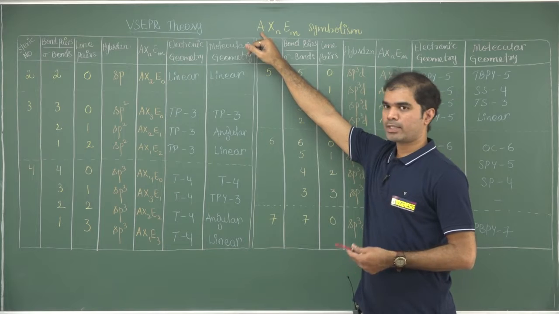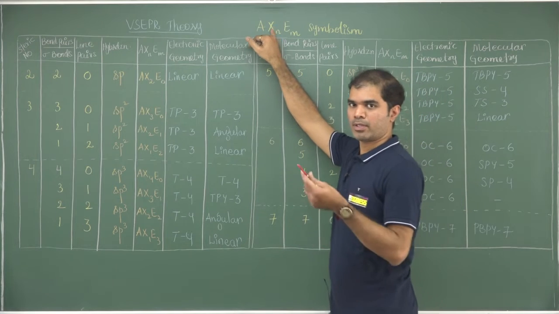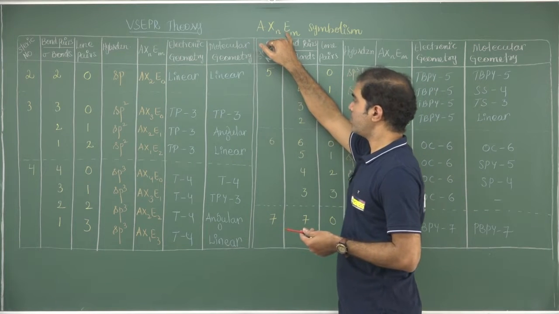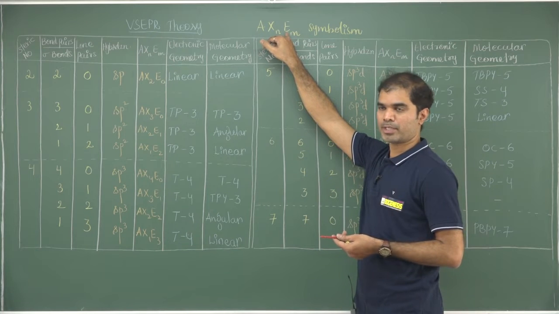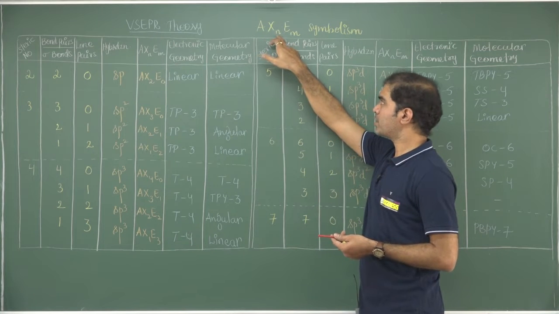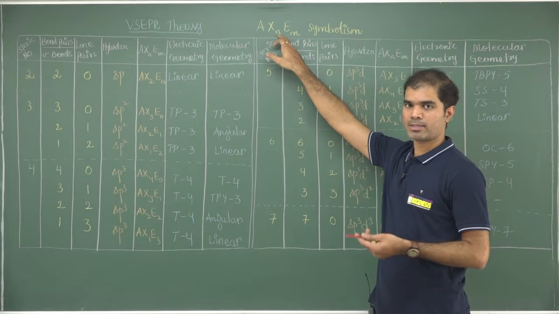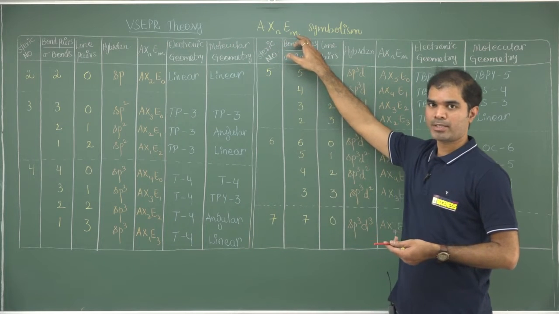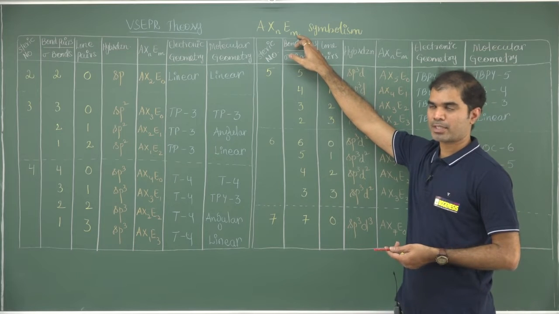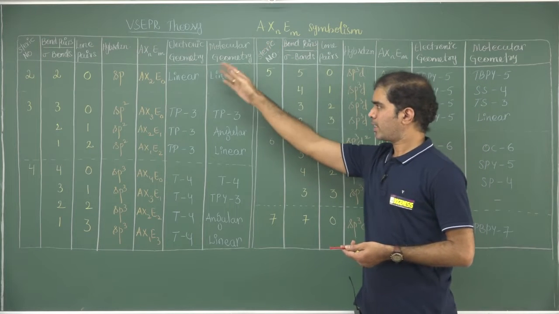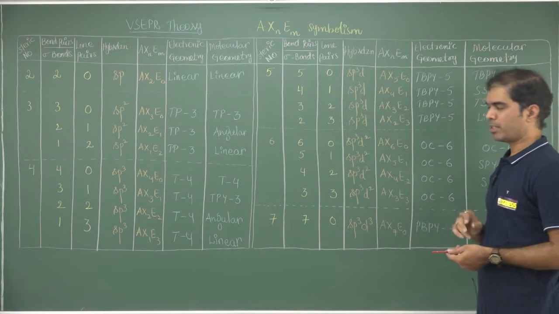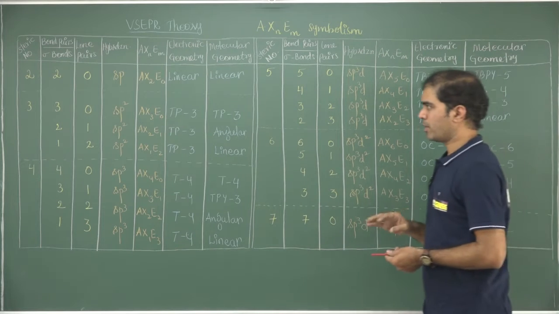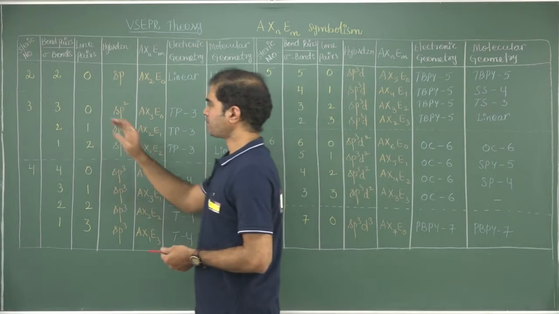A refers to the central atom, X refers to the bonding pairs, and E refers to the non-bonding pairs or the lone pairs. How many bonding pairs are present is given by small n as a subscript, and how many lone pairs or non-bonding pairs are present is given by small m as a subscript. So according to this AXE symbolism, we have derived different geometries. I will briefly explain these tables to you.